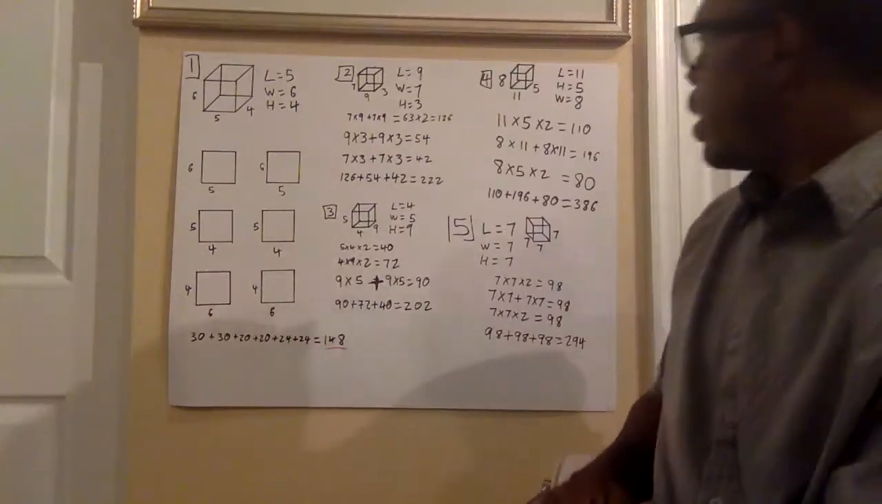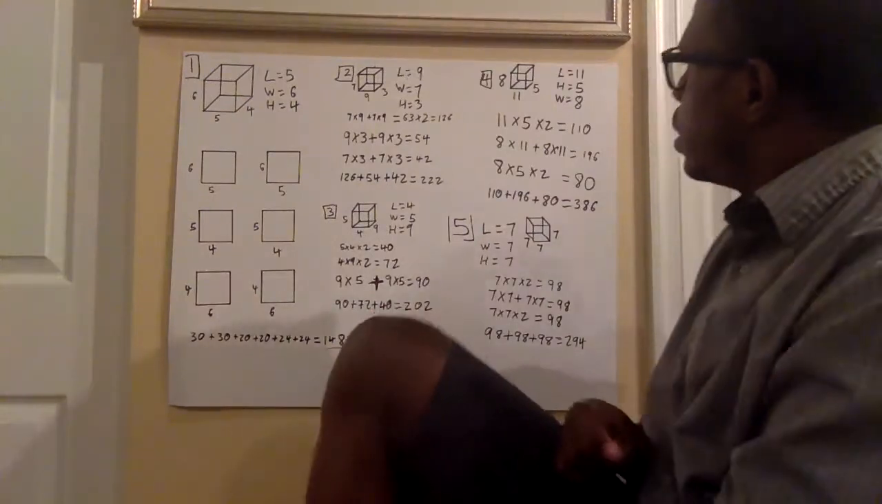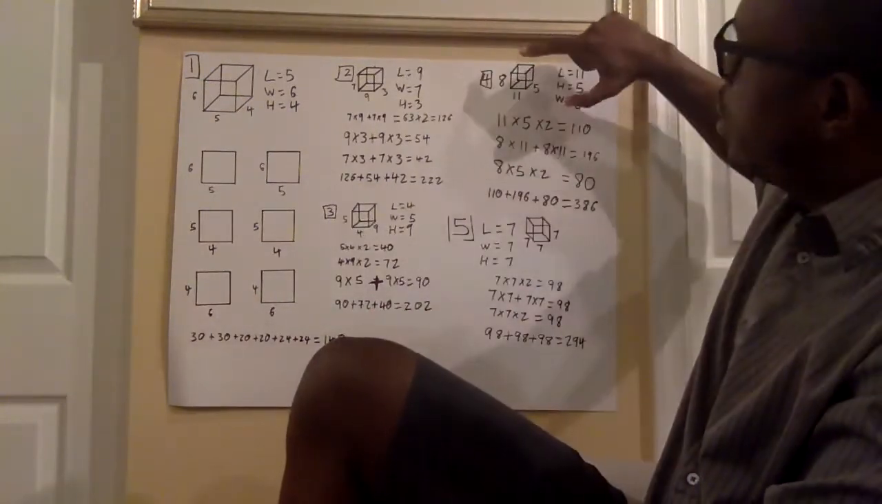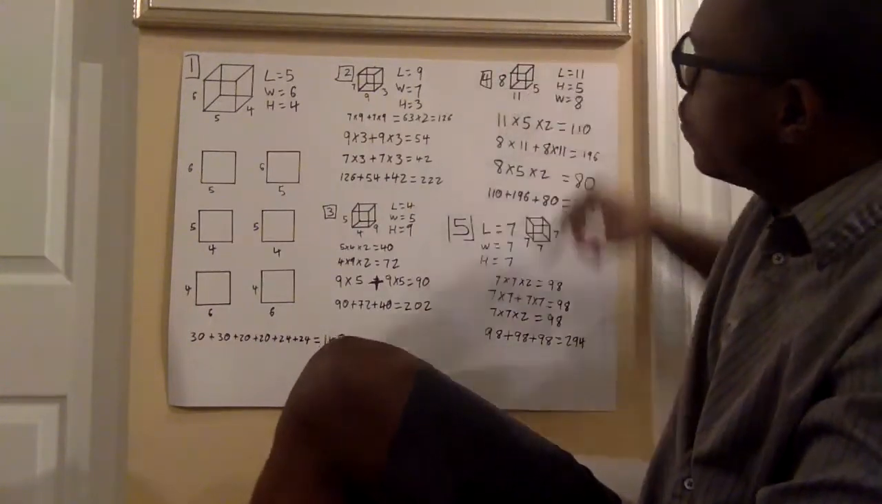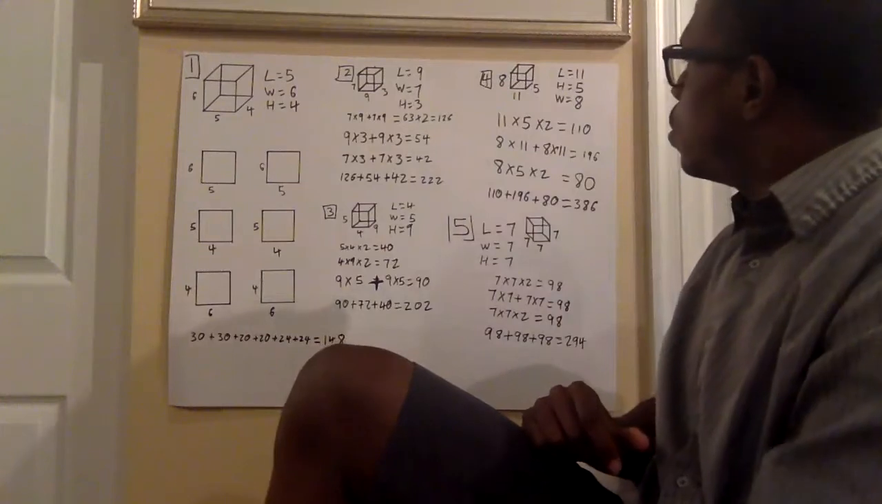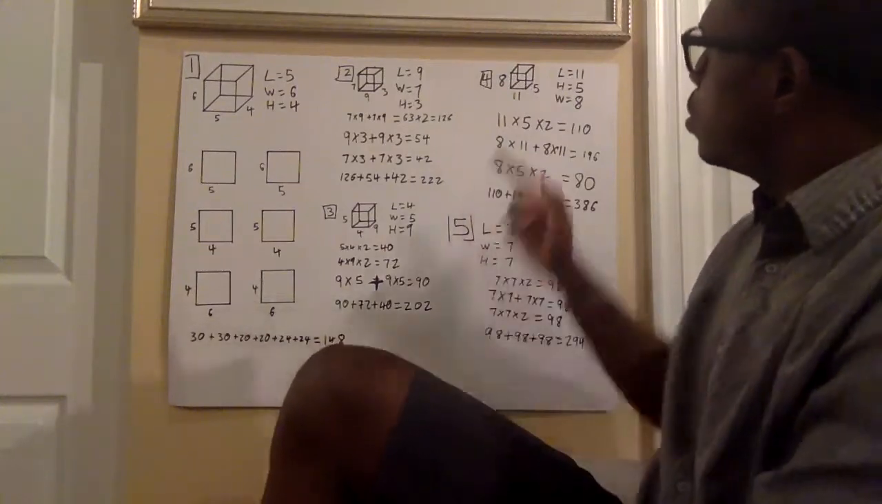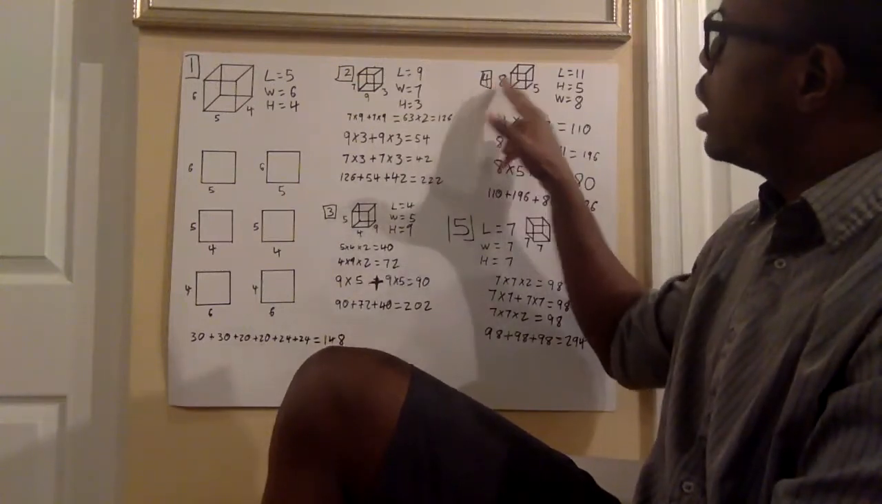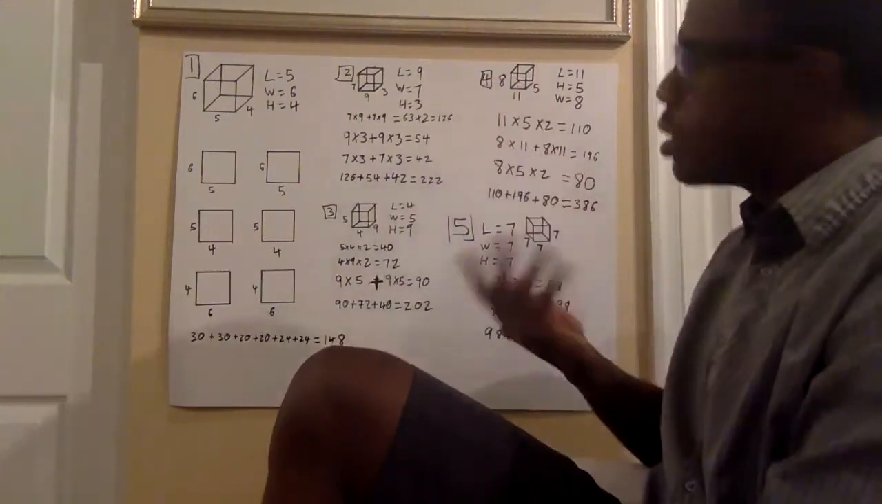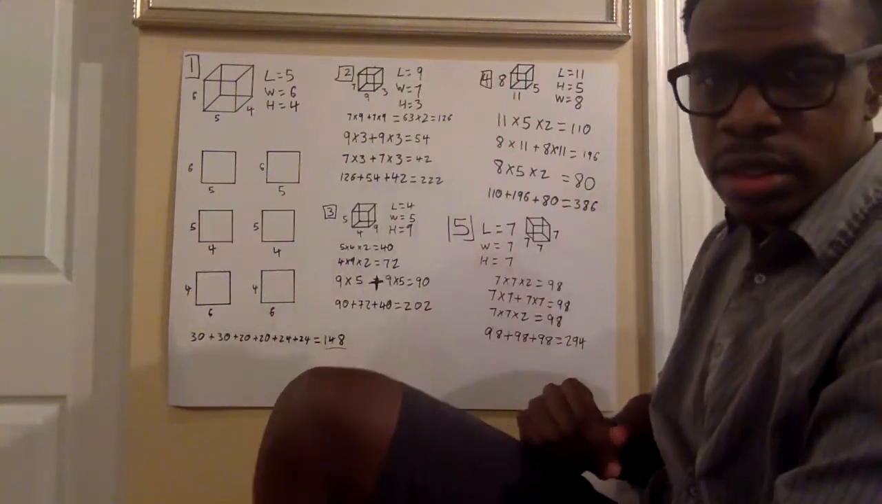Okay, so I have 2 more. This one, the length is going to be 11, the width is 8, and then the height is 5. Now, same as before, find the surface area, length times width, or 8 times 5, plus 8 times 5 is going to give us 196.